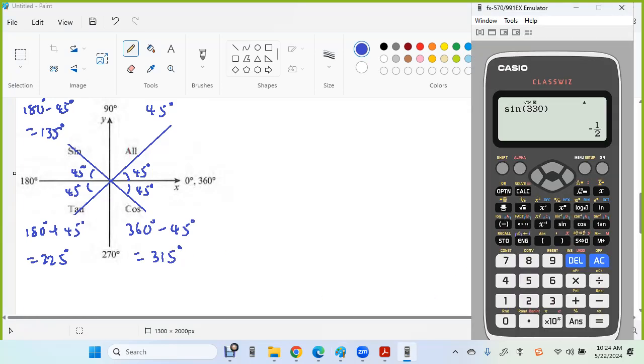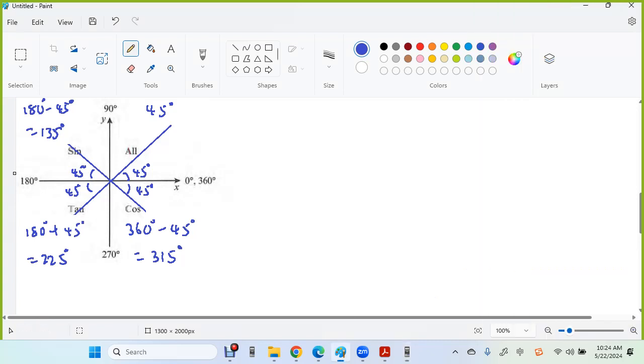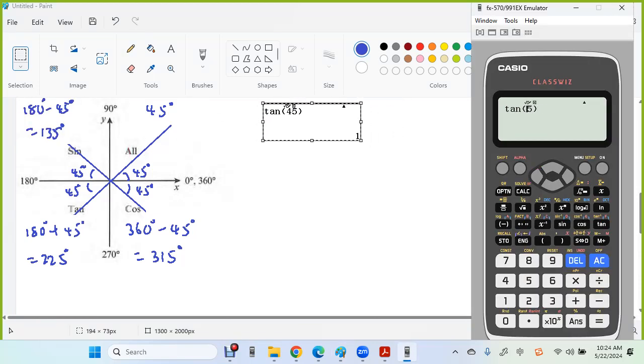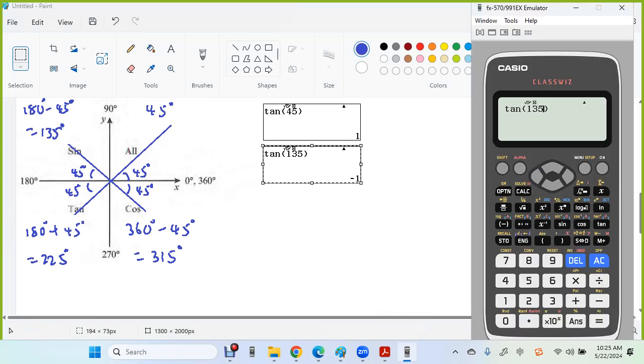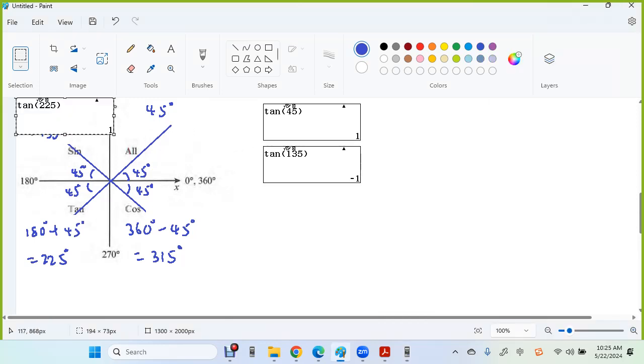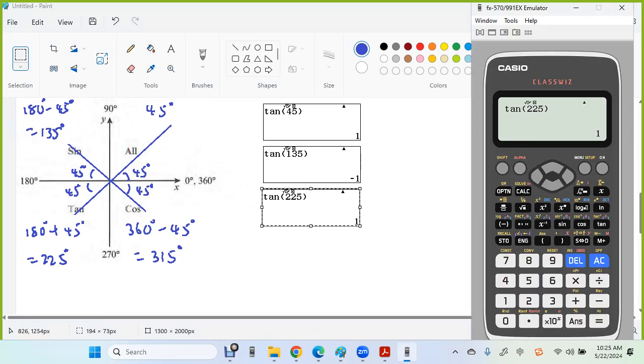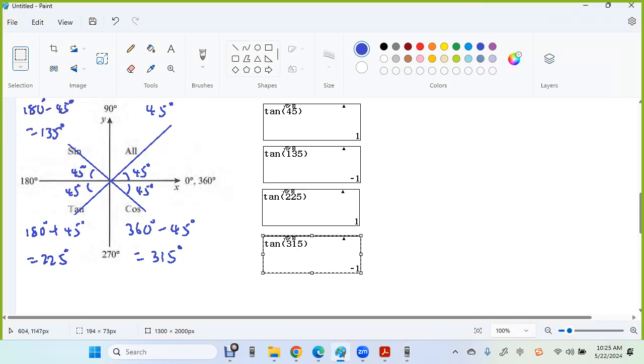So we have tangent 45, then it is 1, and then tangent 135 will be negative 1, and then we have the tangent of 225, it is 1, and the tangent of 315 will be negative 1. Okay, so we have the first and the third quadrant positive.